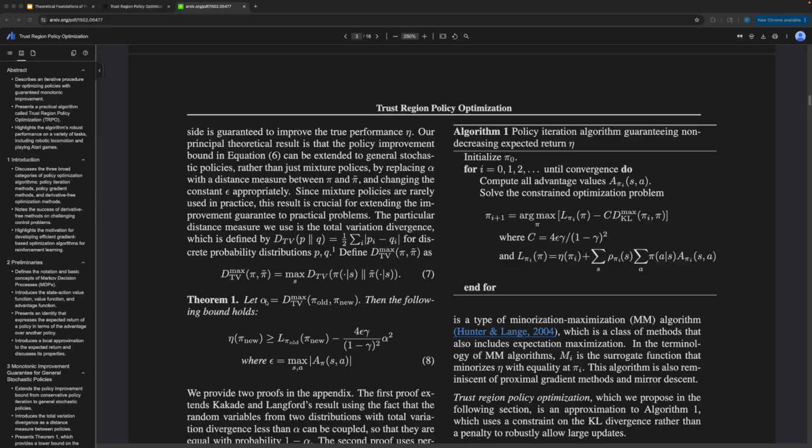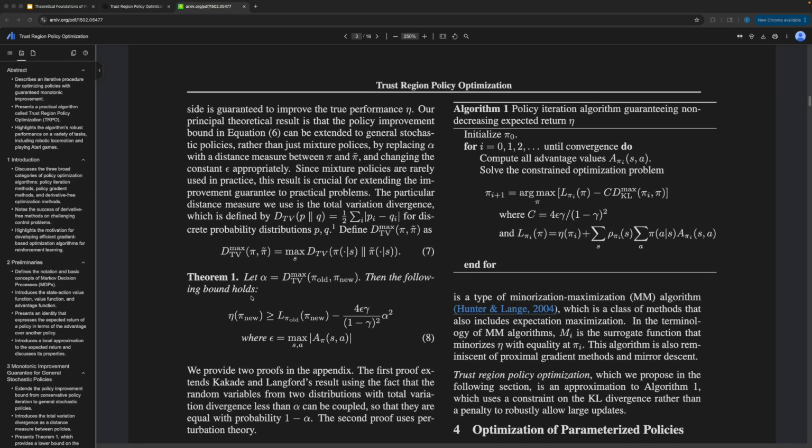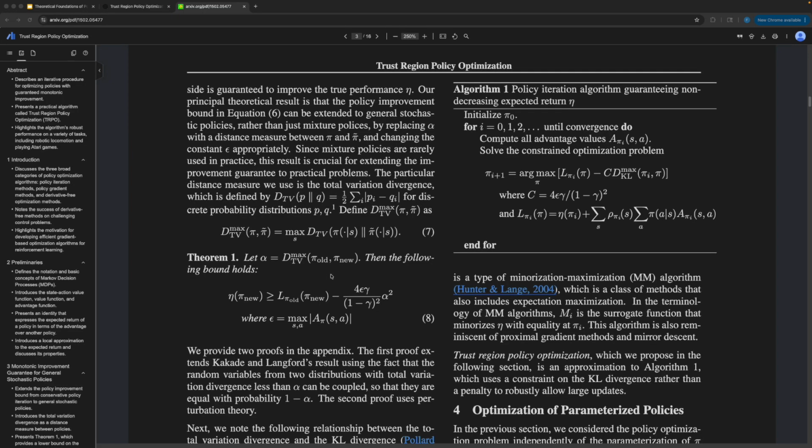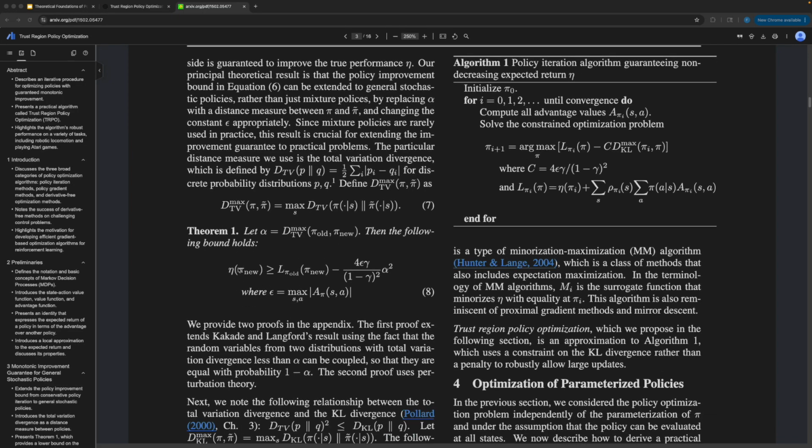So in TRPO, they derive that if alpha is the D_TV^max between π_old and π_new, you can show that L_π_old(π_new) is a lower bound on η with a correction term, minus 4εγ upon (1 minus γ) squared, times alpha squared, where again, just like before, epsilon is the maximum over s, a of the advantage.